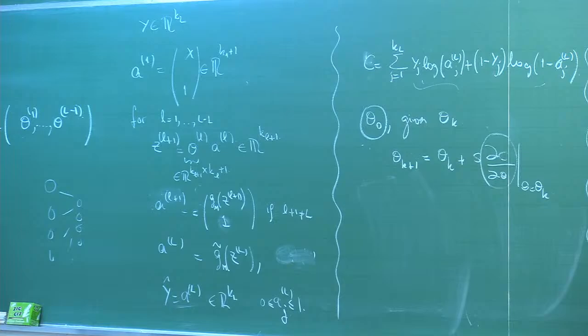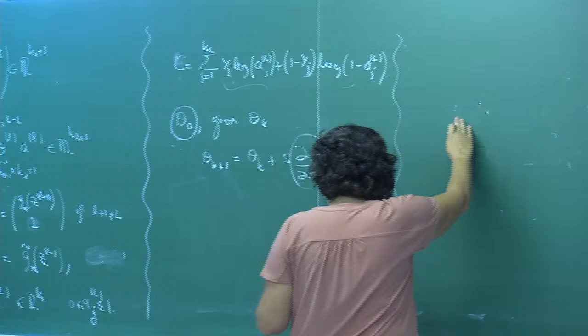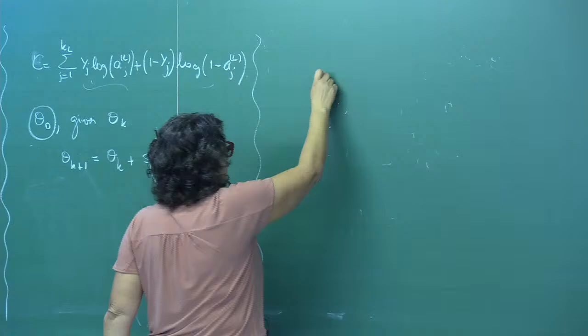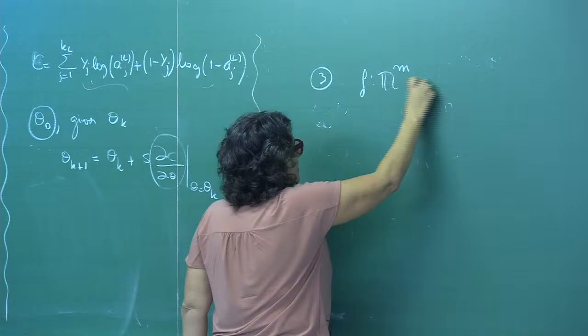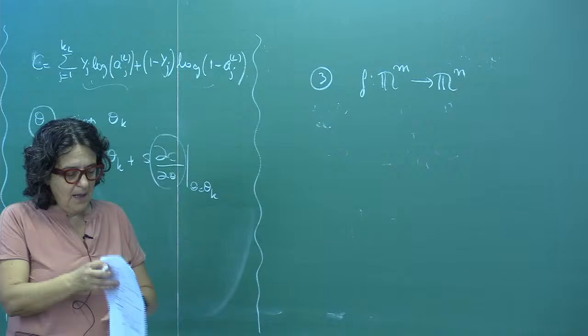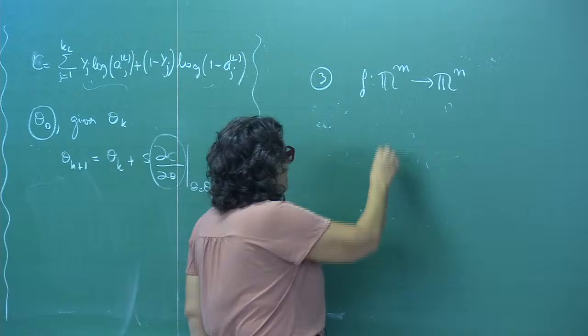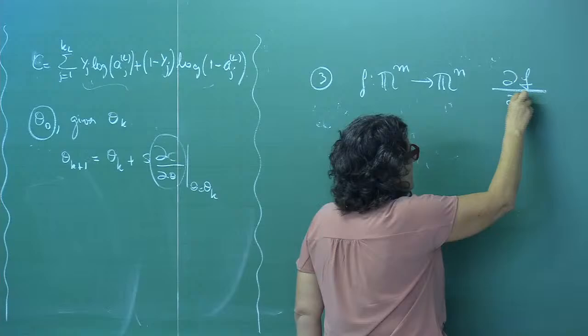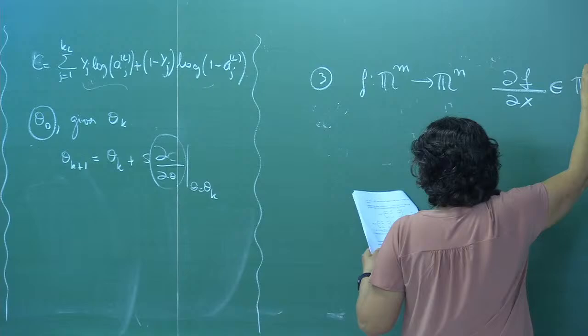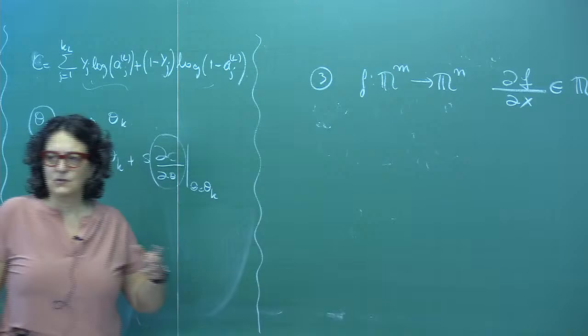One important thing, let me write it. I think it is number three. If I have a function from R^m to R^n, then the derivative of f with respect to x is a matrix that is going to be n by m. I know that some people do it in the other direction. This is why it's a notation. What is the meaning of this?